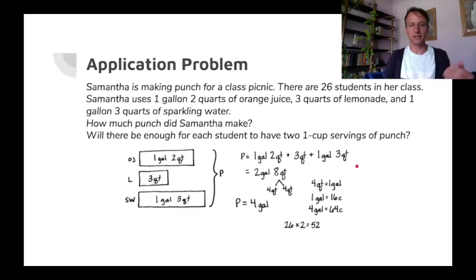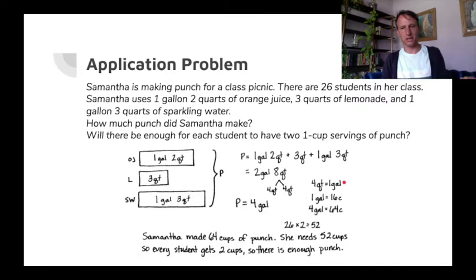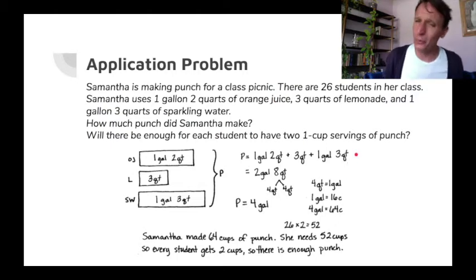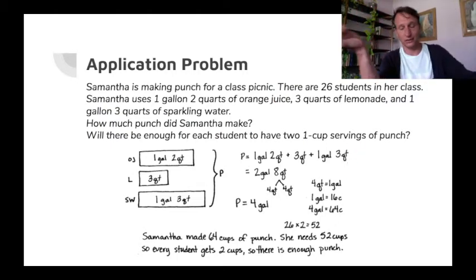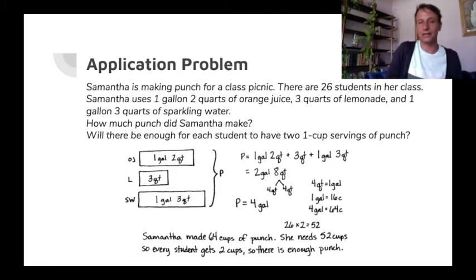So does she have enough? Yes, she made 64 cups of punch. She needs 52 cups. So if every student gets 2 cups, there is enough punch. And it's always good to have a little extra, because isn't there always somebody who's going to spill it? I mean, somebody's going to spill their punch and go back to get more, so you got to have extra.